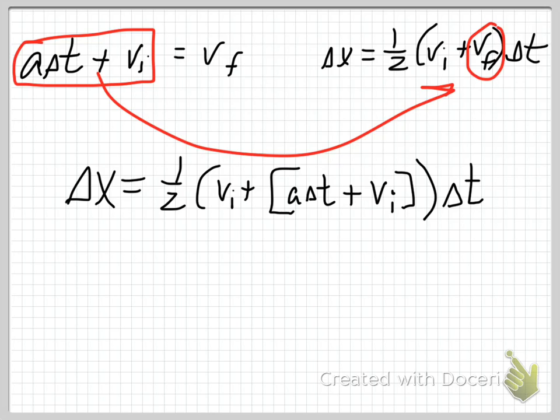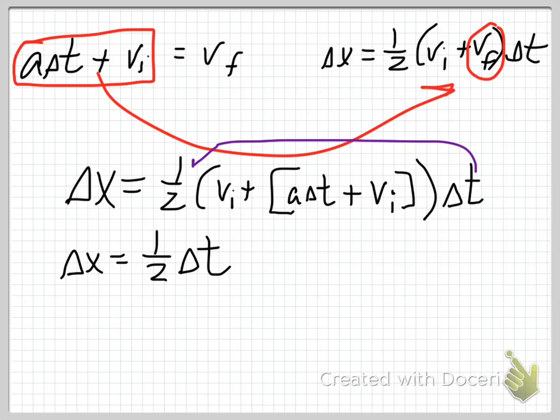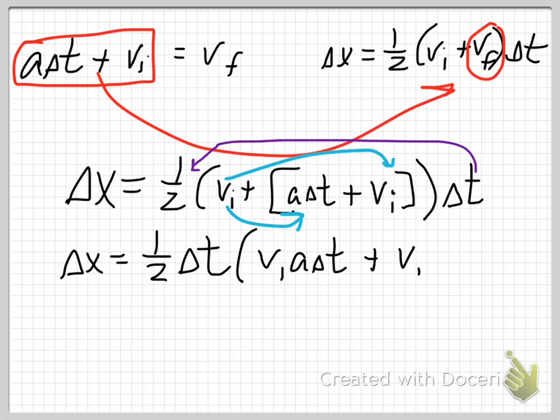Now we have some heavy-duty distribution to do here, obviously. Delta x equals, we're going to distribute, what should we distribute first? Well, we always start on the inside, right? So let's keep the outside left to its own devices. I'm going to move that delta t up here, to simplify life a little bit. Okay, so now I'm going to start distributing this VI, and I get VI a delta t plus VI squared.